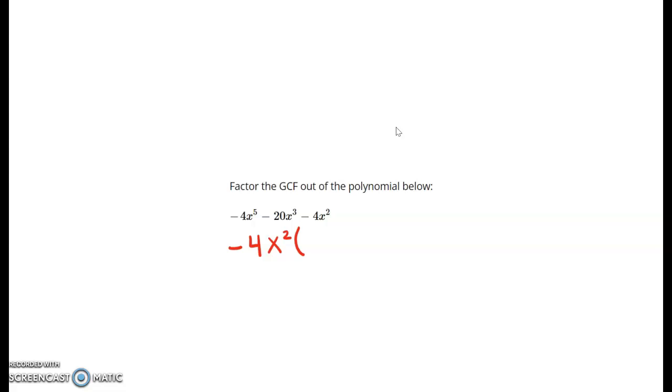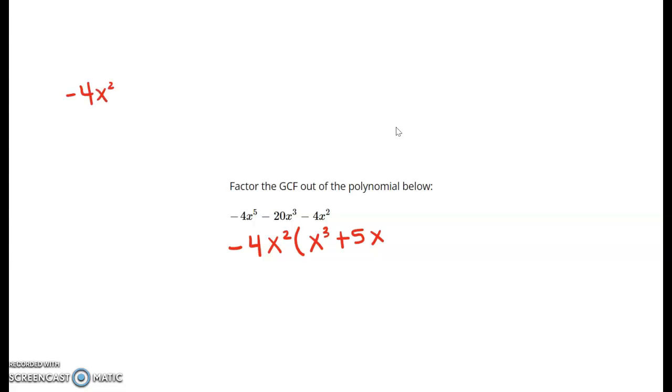So the first one, negative 4 divided by negative 4, is just 1, and a positive 1 at that. X to the 5th, we have an x squared taken out, so here we'll just have x cubed left. Okay, negative 20 divided by negative 4 gives us a positive 5. X cubed, we have an x squared divided out, so we just have an x left over. Okay, this one is negative 4x squared, and it's negative 4x squared. It can be tempting to just do nothing, right? Just to close off those parentheses, because that whole thing is taken out.